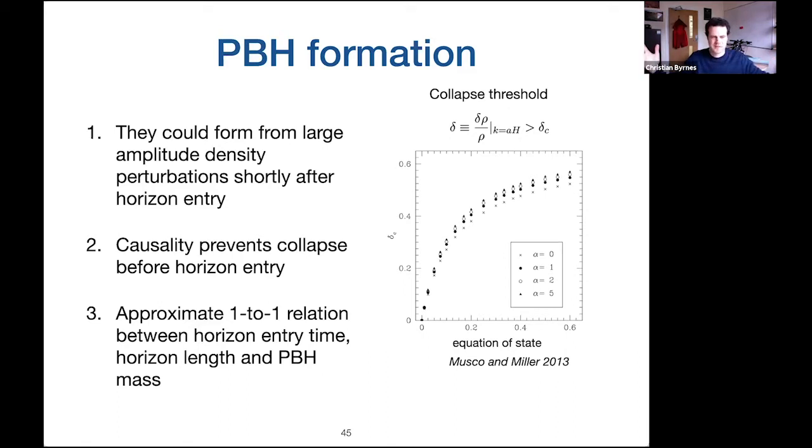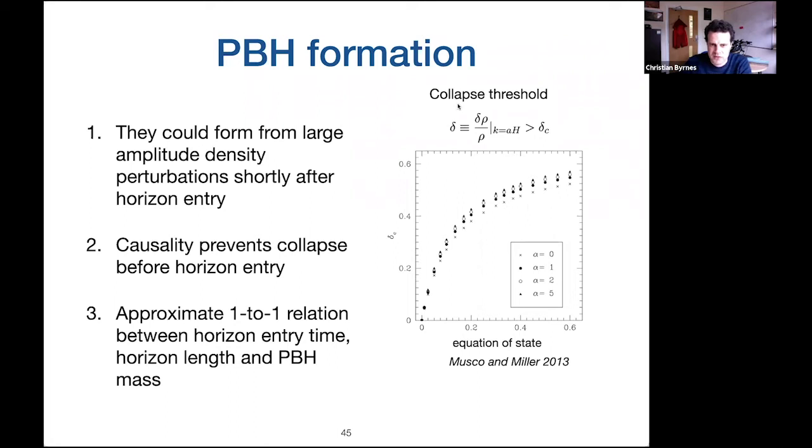Basically, the length scale of the perturbation is too large compared to the scale of causality. But after re-entry, if your density perturbation is very large, you can have a fairly rapid collapse in about 1 Hubble time to form a primordial black hole. And because the horizon scale always has a corresponding horizon mass and a corresponding time of horizon entry, there's a one-to-one relation between horizon entry, horizon length, and horizon mass, and that gives you an order of magnitude estimate for the primordial black hole mass as well.